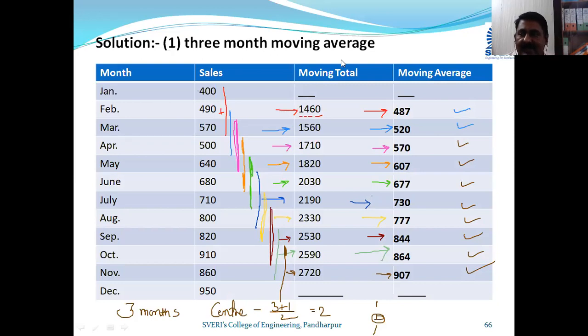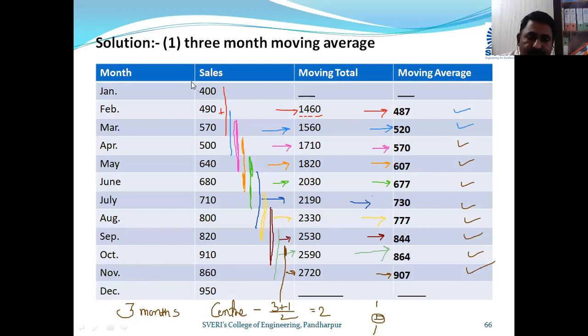So here you can see that for every 3 months, there is a dash for January and December, because we are not having the previous January data and next January data, previous December data and next January data. Therefore, we have not mentioned it here.